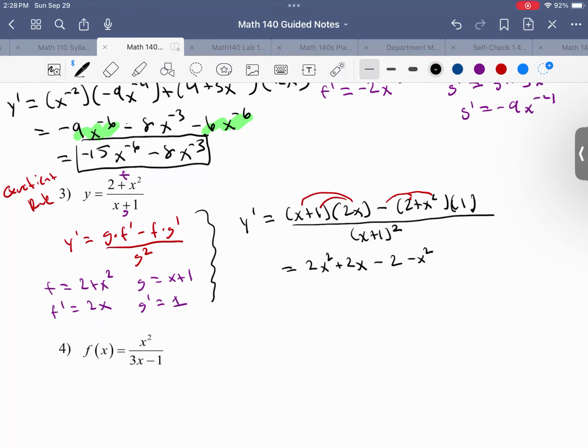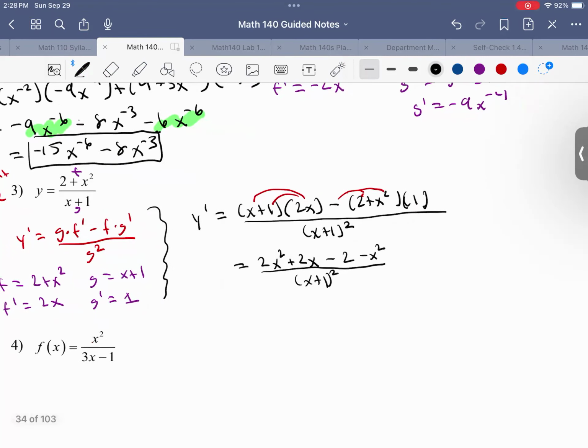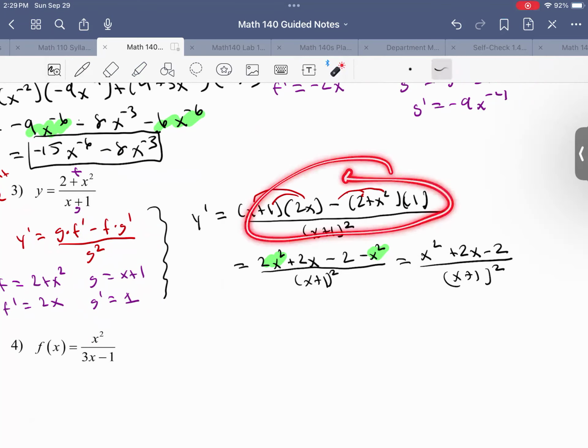All right, so then you end up with x plus 1 squared. And I guess some simplifying can be done a little bit more. We have like terms, x squared and x squared, but it's really all you could do. So this becomes x squared plus 2x minus 2 all over x plus 1 squared. All right, and that's the answer. But once again, having this set up is okay with me if you leave it like that.